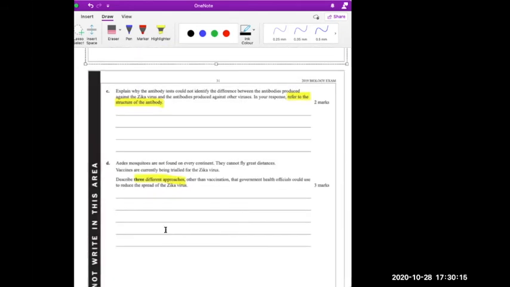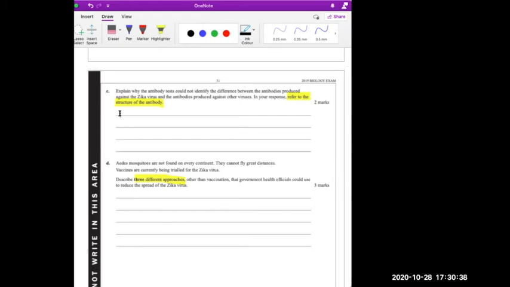Okay, explain why the antibody test could not identify the difference between the antibodies produced against the Zika virus and antibodies produced against other viruses. In your response, refer to the structure of the antibody. So here 1 mark is answering the question. The second mark is adding the structure to your justification of your answer, right?